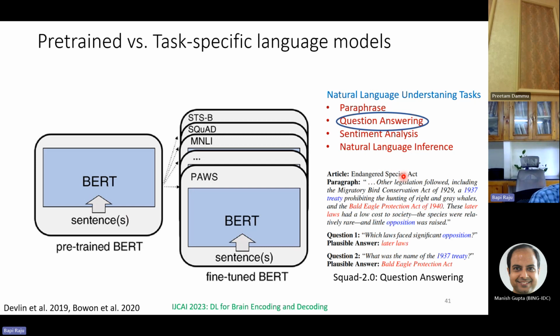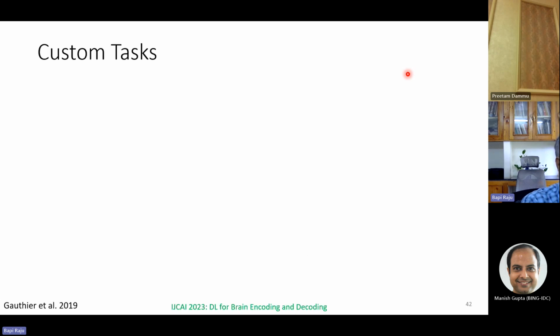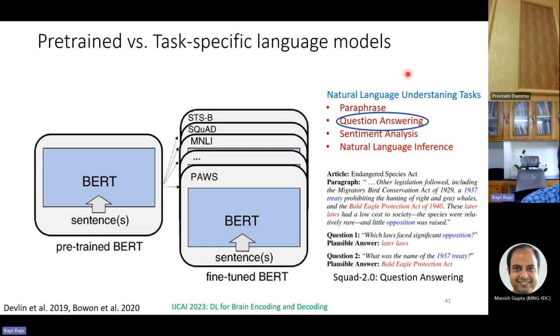These representations are used to train the models and also to predict the representations coming out of these task-based models, pre-trained but fine-tuned on different tasks.